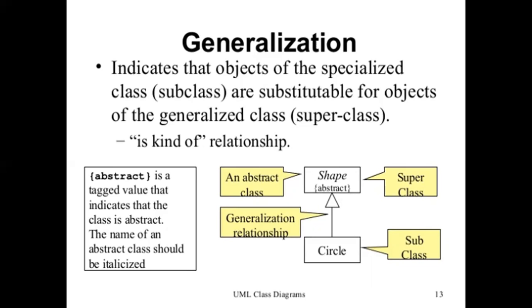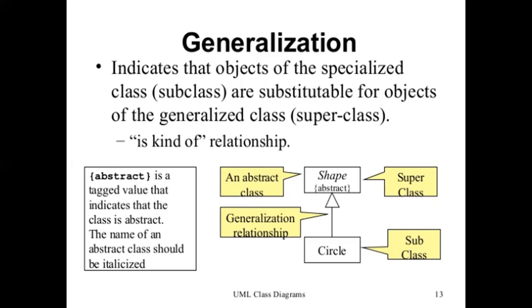There are different types of shapes. Shape means it may be a circle, a rectangle, a square or a triangle. So shape is the generalization, and these different types of shapes are its subclasses. The relation between superclass and subclass is called generalization.